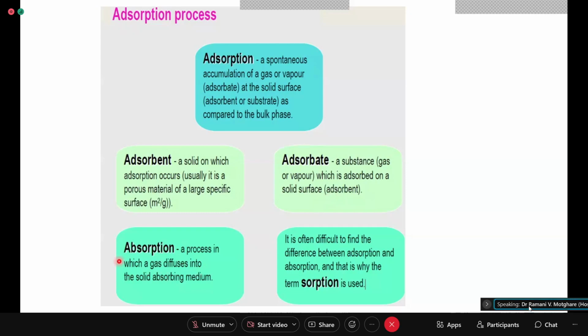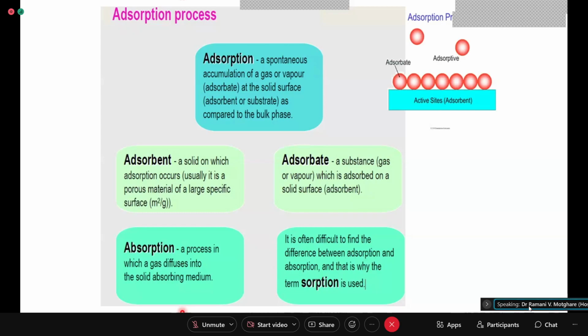Okay. Then absorption is a process in which gas diffuses into the solid absorbing medium, or in a simple way, water by a sponge is absorption. And then sorption is both. It is often difficult to find the difference between adsorption and absorption, and that is why the term sorption is used. So, in more simple language, when you see that adsorption is also taking place, that is, the surface is having higher concentration as well as it is penetrating in, both things taking place simultaneously is termed as sorption.